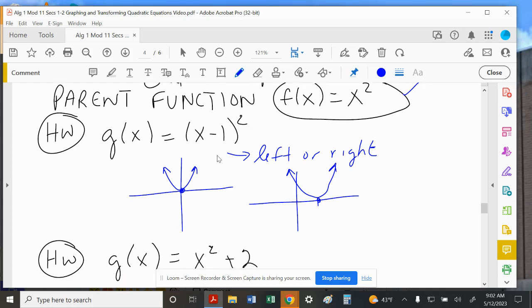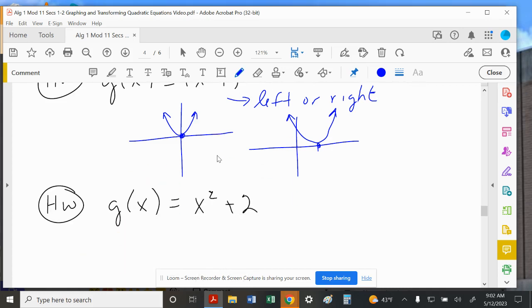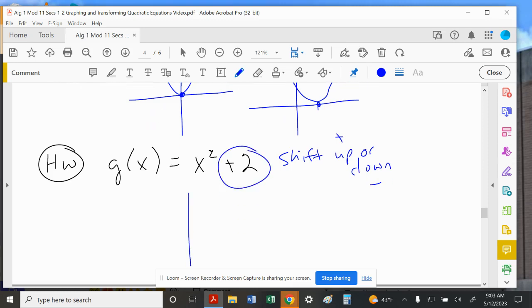Okay, so then if we go to the next one, if it's outside the squared, that's going to cause it to shift up or down. If it's positive, it shifts up. If it's negative, it shifts down. So notice this is a +2. So our original equation would look just like that parabola that I drew up before. That's supposed to be touching the origin. And this one shifts up 2, 1, 2. So then your parabola would just shift up 2.